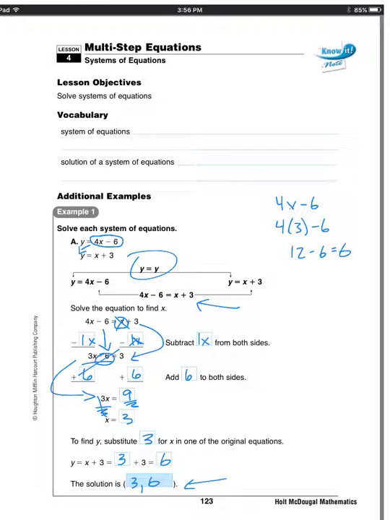If you wrote that solution set as 6, 3, it would be saying that your x is 6 and your y is 3, and that's not the case, so you would not get full credit. You need to put those in order, just like you have a coordinate point that you are graphing on a coordinate grid.